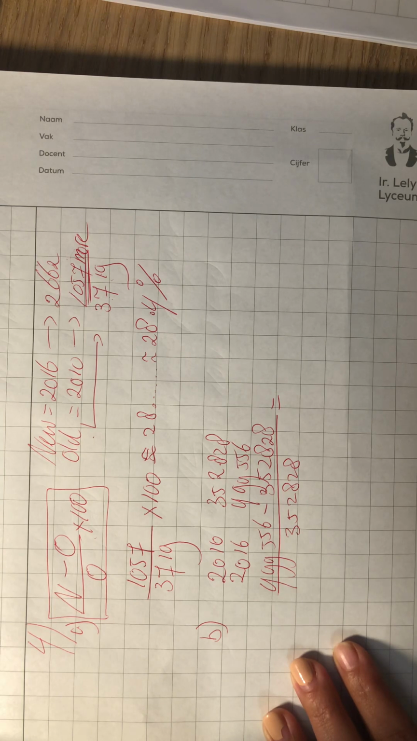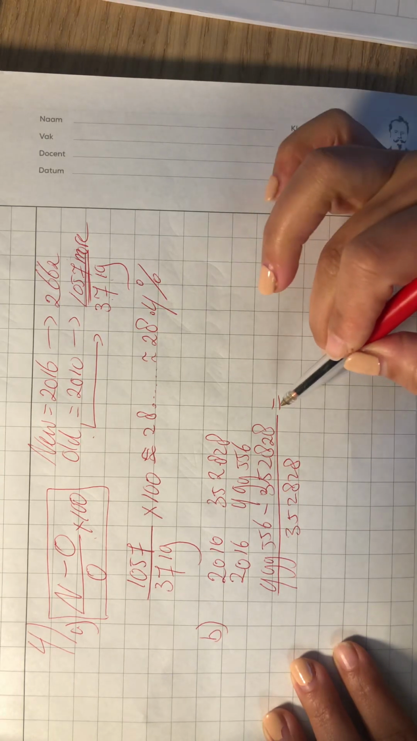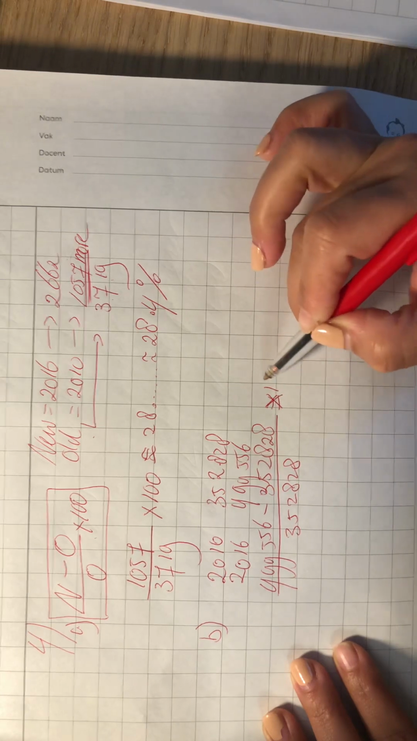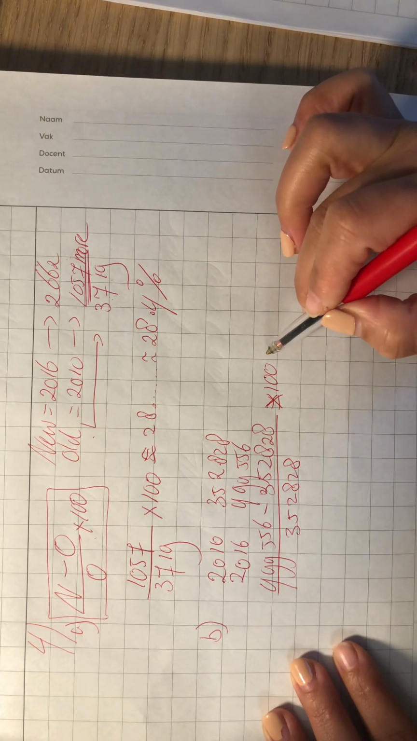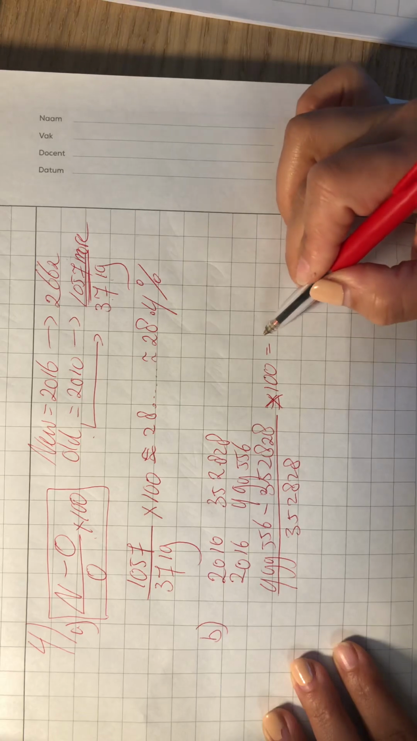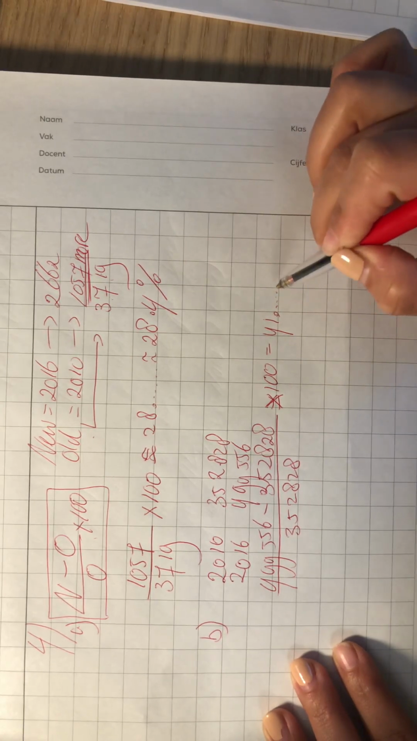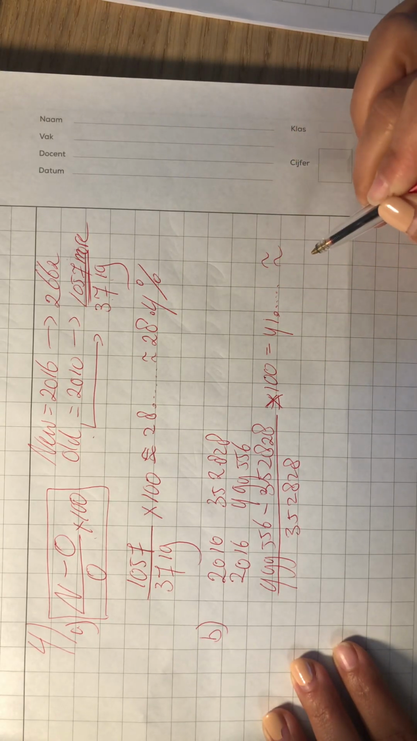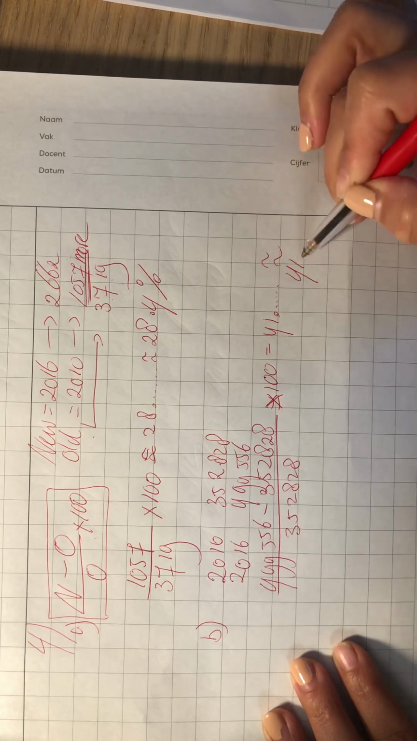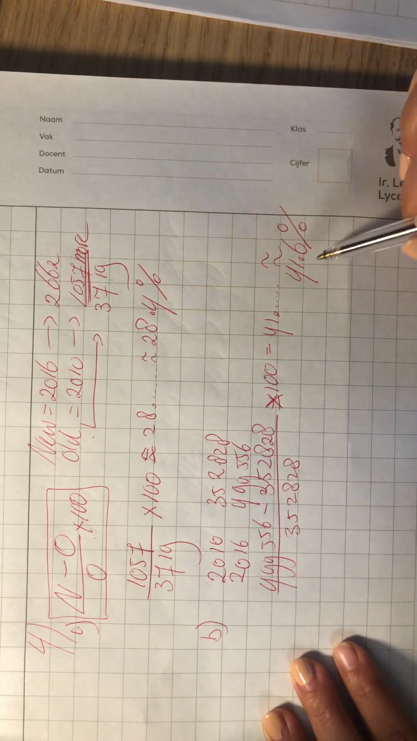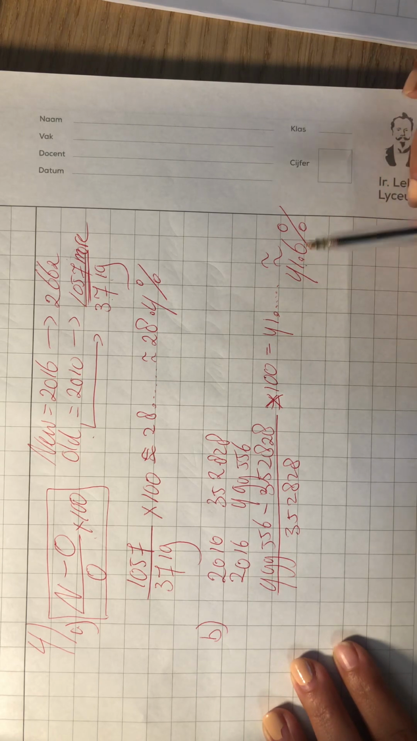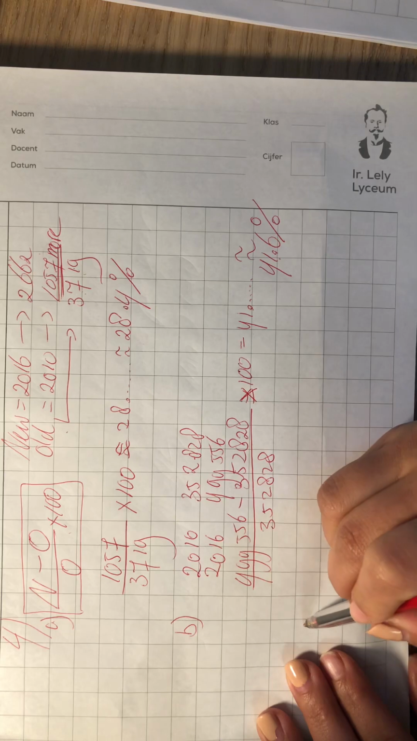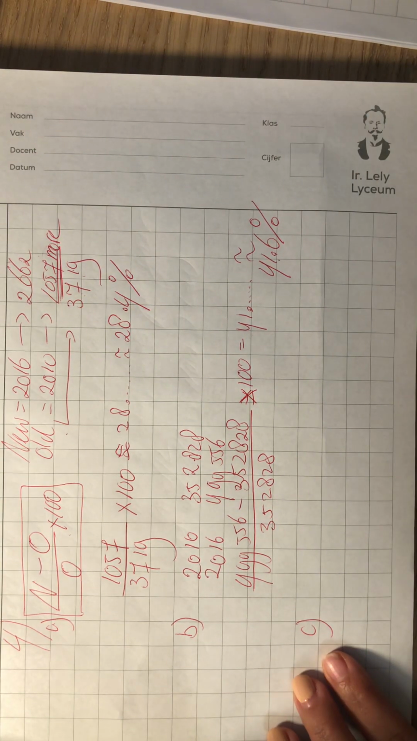We calculate this one again. You can also do this yourself. Times 100, of course, else we get a decimal. And over here you get 41 point. Once again, a few behind the commas. 41.6%. That's the relative increase. It's positive, so you know it's an increase. Then we go to question C.